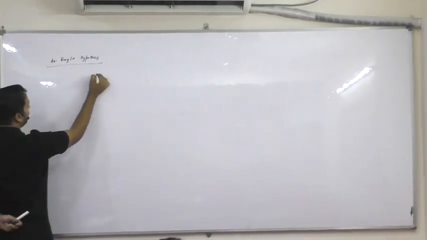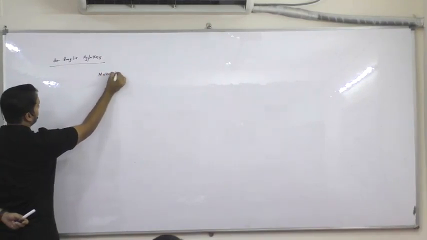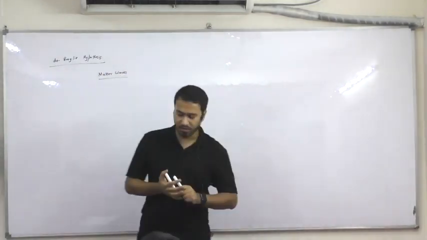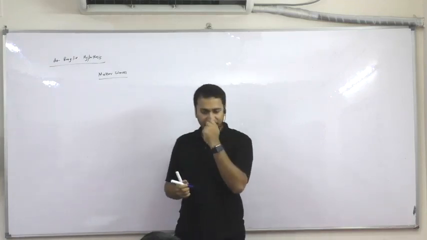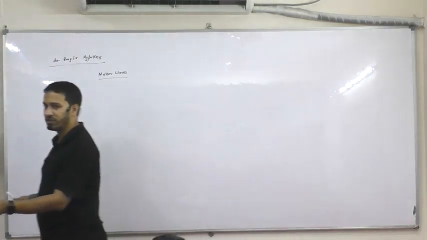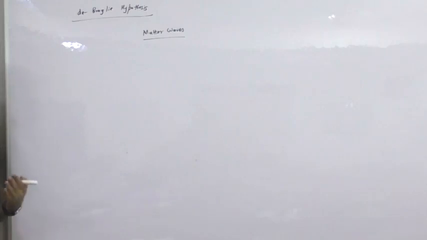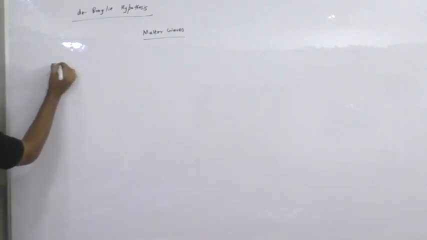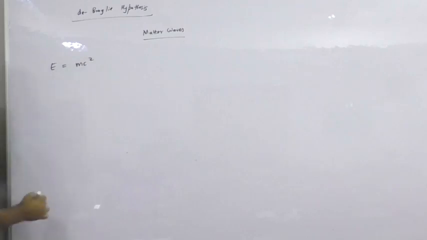De Broglie introduces us to the concept of matter waves. What he did was combine Einstein's theory with Planck's theory. Einstein gave us a relationship between energy and mass. What was that relationship? E is equal to mc squared.